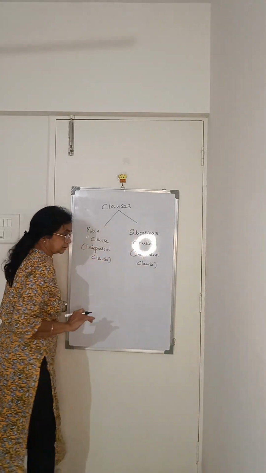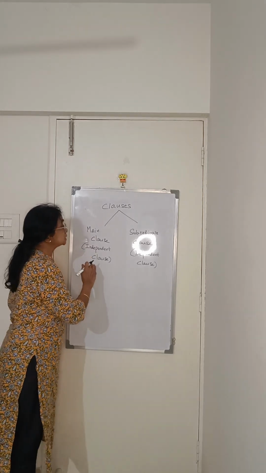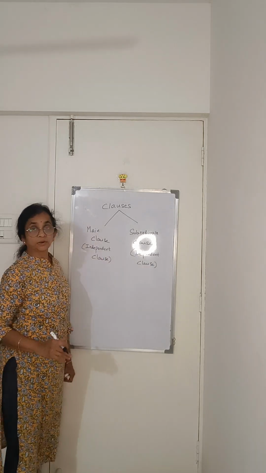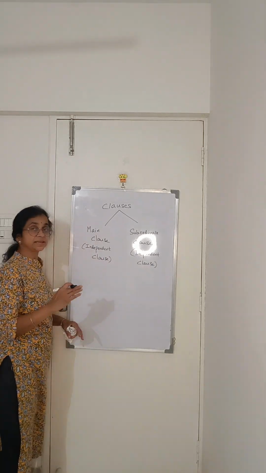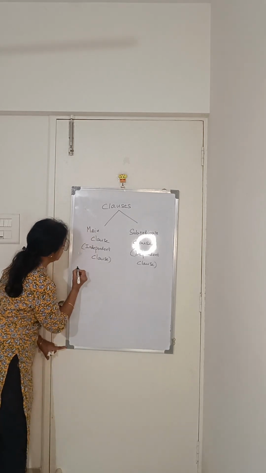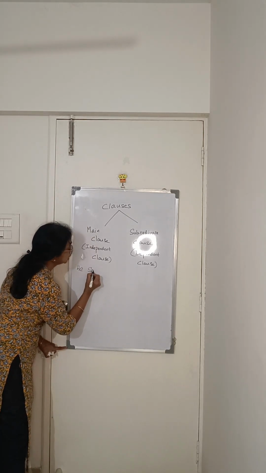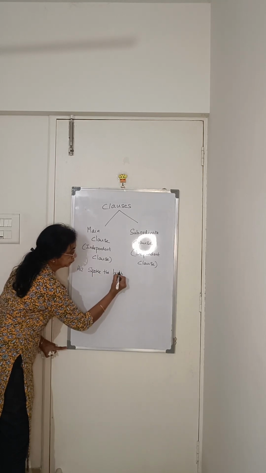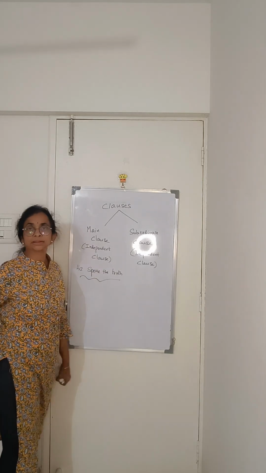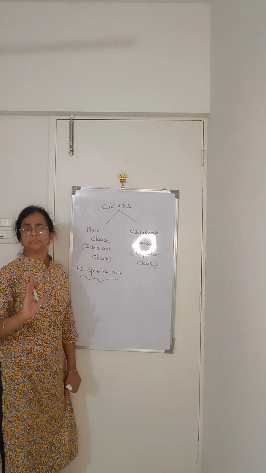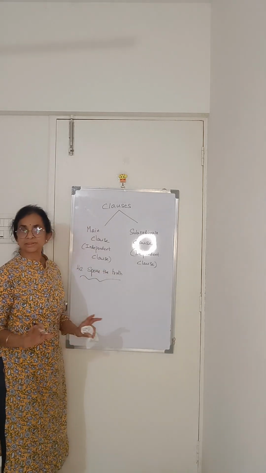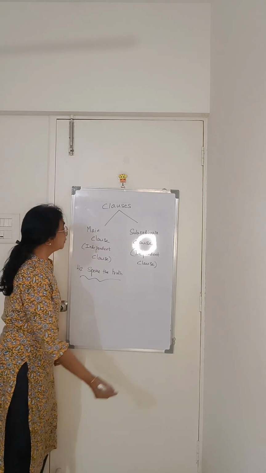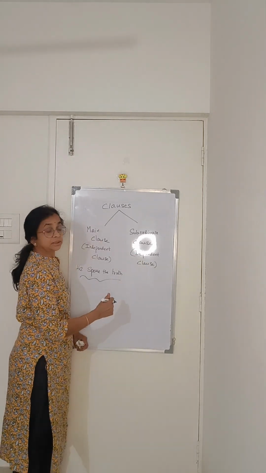What is a main clause? A main clause doesn't depend on any other sentence. It does not depend on a subordinate clause. A main clause has subject, verb, object. He spoke the truth. This is a main clause. It has full meaning. It doesn't depend on any other sentence. Whereas a subordinate clause depends on the main clause.